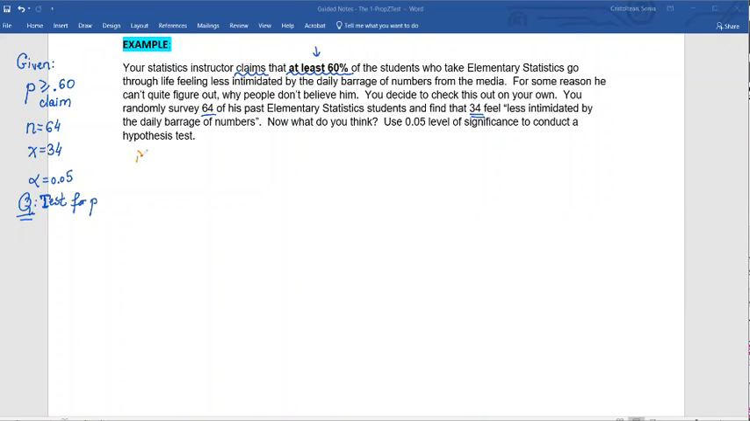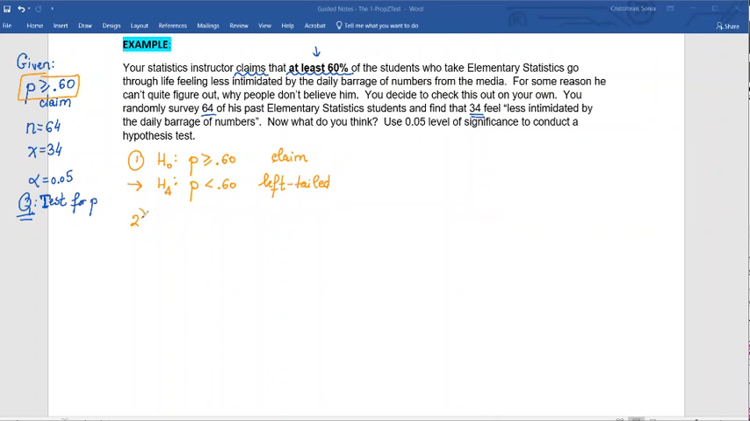Let's do so. First step, set up the hypotheses, H sub 0 first, H sub A second. I look at this, and because this one contains the equal sign, I will make that the null hypothesis. And this is the claim, so I write down this is the claim, which means H sub A will be p is less than 0.60. And right away, I have the direction of the test, which is a left-tailed test.